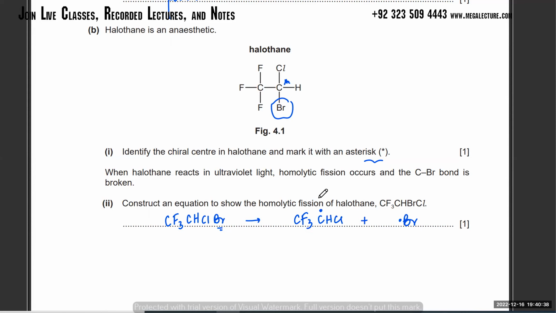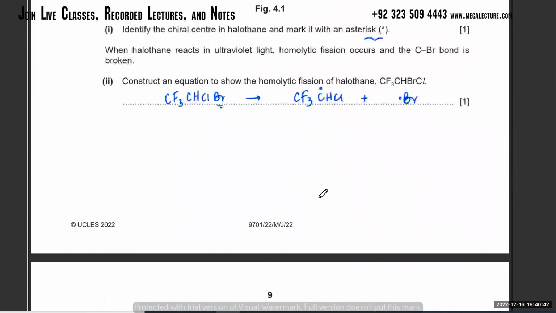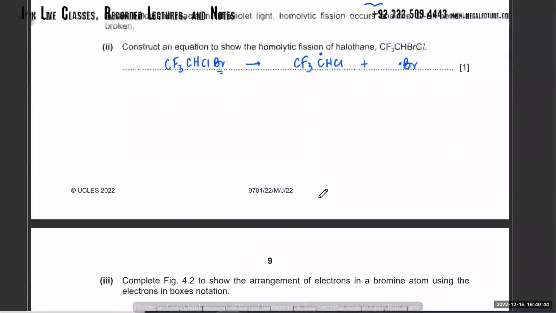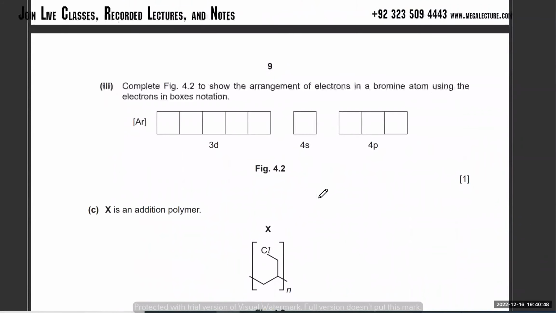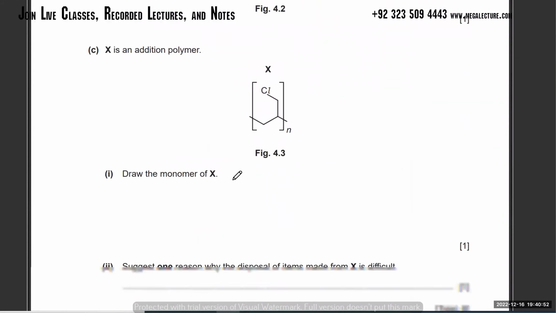ठीक है, ये clear है? जी sir. So this one is polymerization. We've got to draw the monomer of this thing.